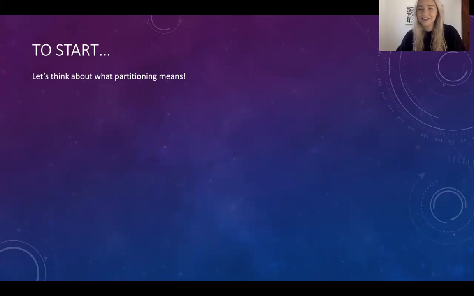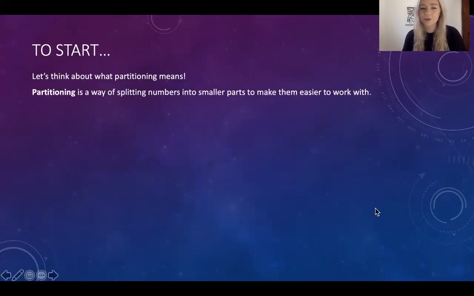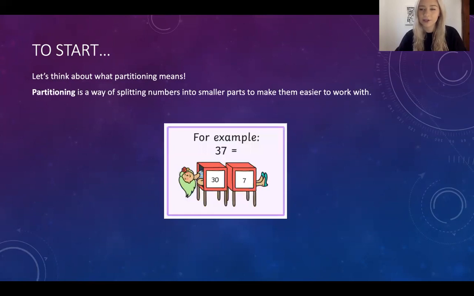Okay, let's go through partitioning together. So partitioning is a way of splitting numbers into smaller parts to make them easier to work with. And I will show you an example. So here we've got the 2-digit number 37, and we've partitioned this number into tens and ones. We know that this number has got 7 ones and it's got 3 tens, which we know is 30. So we split the number into 30 and 7 ones.